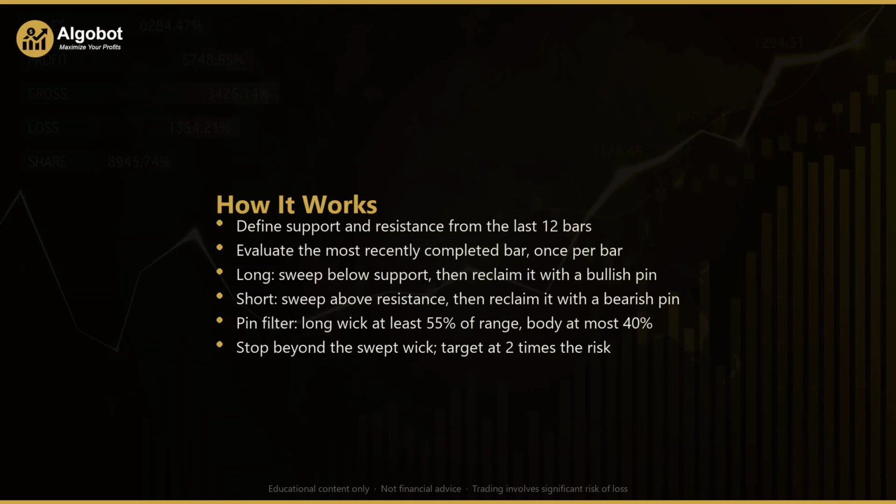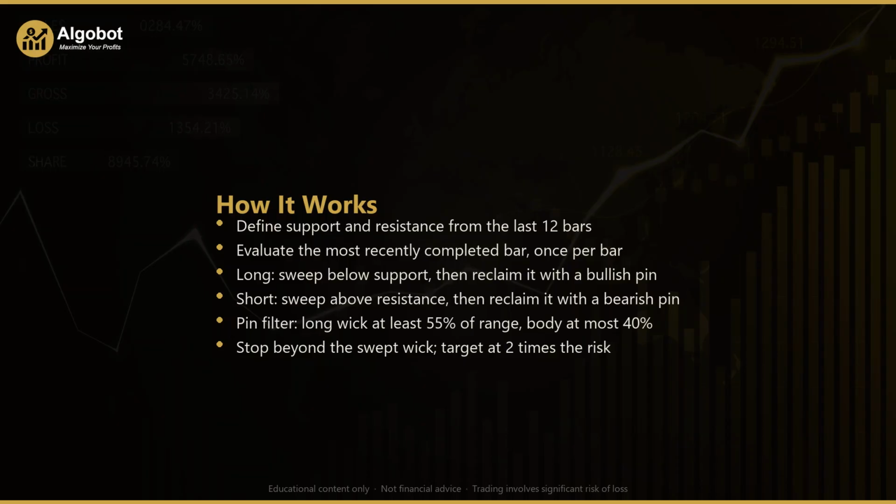The short setup is the mirror image. The bar's high must poke above the prior resistance level. Then the bar must close back below it, and the candle must be a bearish rejection pin with a long upper wick and a small body. When those conditions align, the EA signals a sell at the bid price.